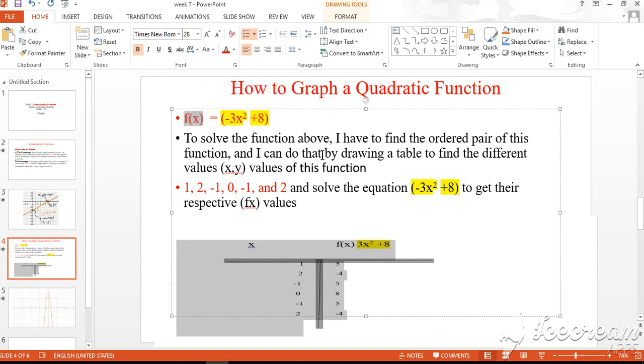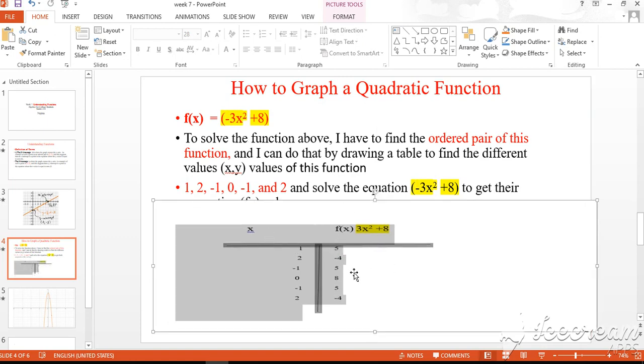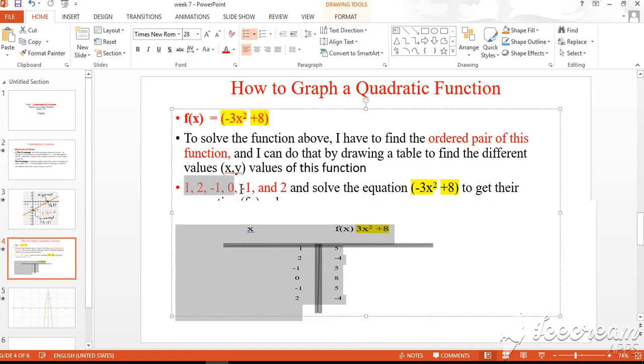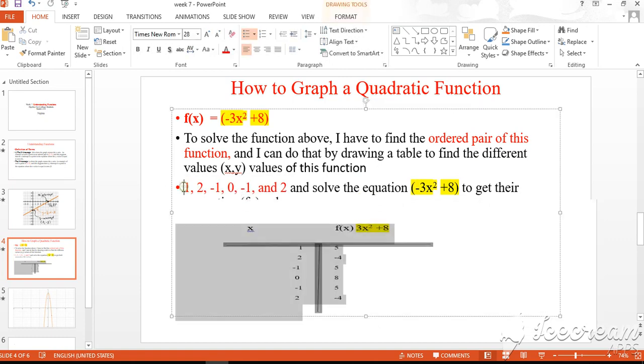Now, how to resolve? To resolve the function above, I have to find the ordered pairs of this function. And I can do that. Let me give you an example. Drawing a table to find different values of x and y of this function, I will randomly use the numbers 1, 2, minus 1, 0, minus 1, and 2, and solve the equation minus 3x squared plus 8 to get their respective f(x) values.